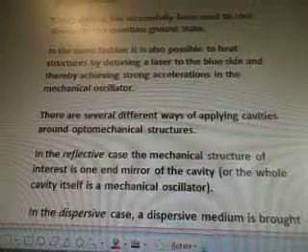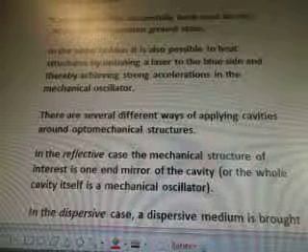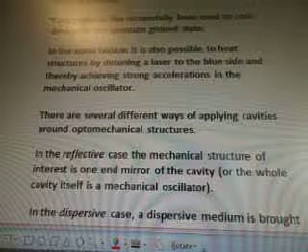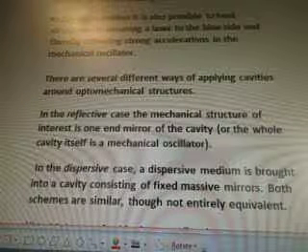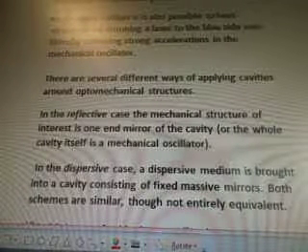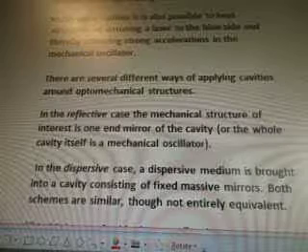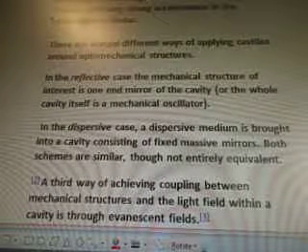There are several different ways of applying cavities around optomechanical structures. In the reflective case, the mechanical structure of interest is one end mirror of the cavity, or the whole cavity itself is a mechanical oscillator. In the dispersive case, a dispersive medium is brought into a cavity consisting of fixed massive mirrors. Both schemes are similar, though not entirely equivalent. A third way of achieving coupling between mechanical structures and the light field within a cavity is through evanescent fields.